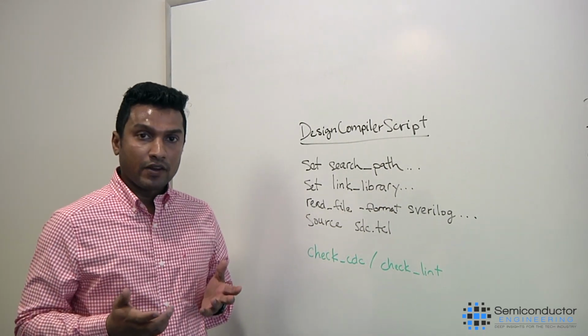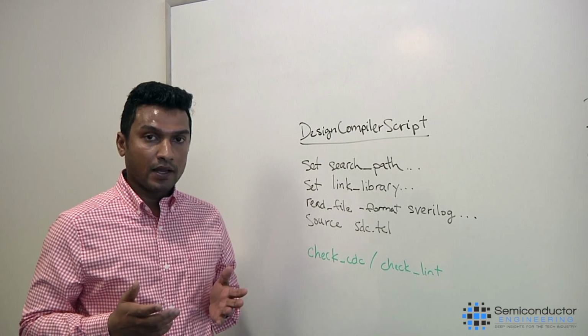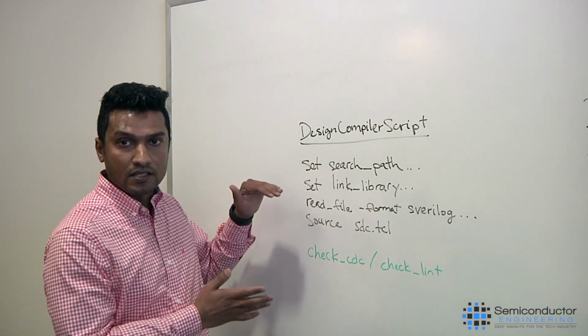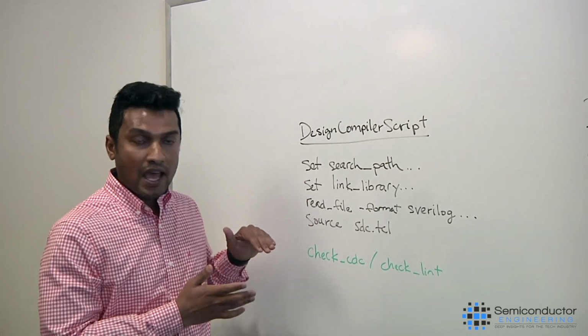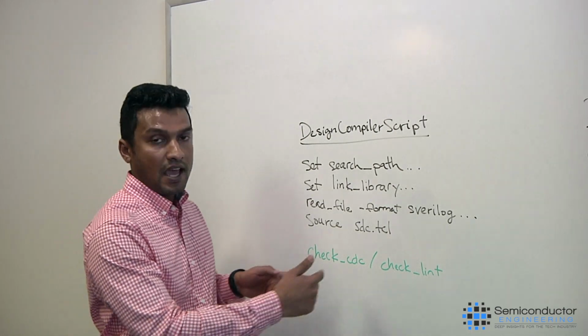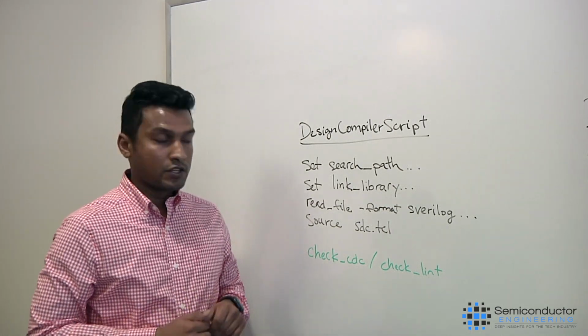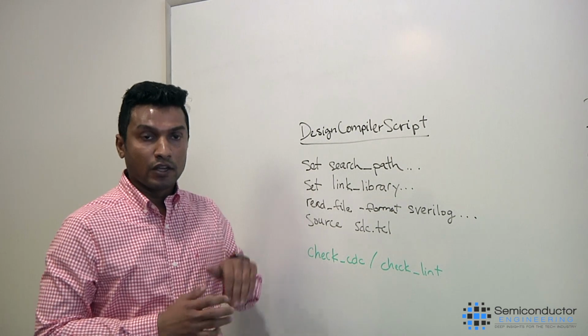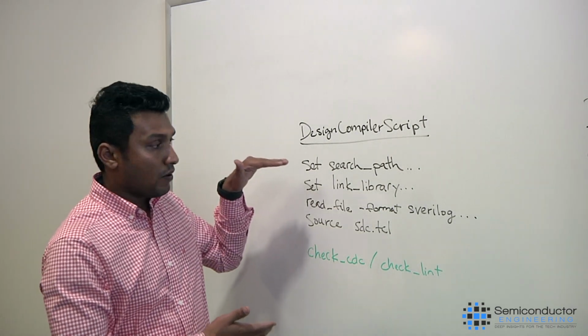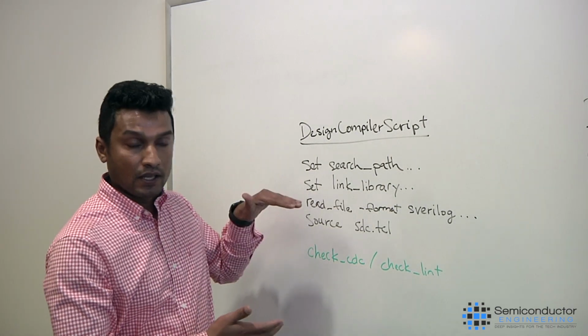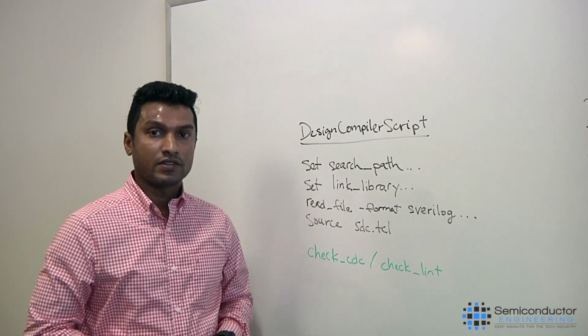For static verification using VC SpyGlass, you don't need to change anything in this script. What you have to just add is the check CDC and check lint commands at the end. So once you add these commands, you are fine with the script to use in VC SpyGlass for static verification.